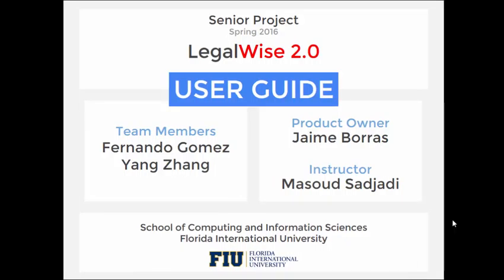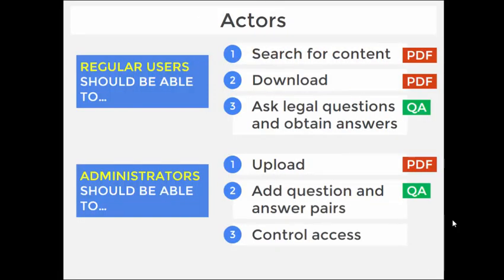Okay, let's talk about the different types of users we have in our system. We have two types of users, regular users and administrators. Regular users can search for content, they can download legal documents, and they can ask legal questions and obtain answers. Administrators can upload documents for indexing and processing, they can add question and answer pairs, and they can control the access of other users. We will start explaining the features that are designed to be used by regular users.